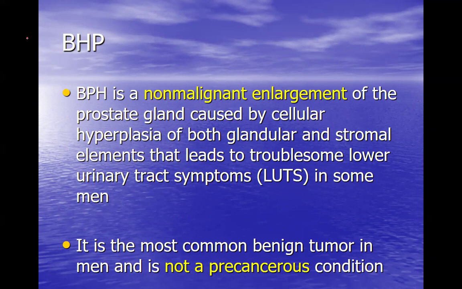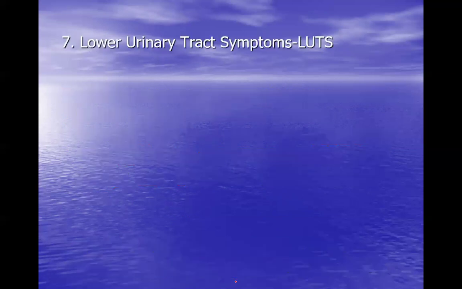Another indication where these drugs are used is benign prostatic hypertrophy. Benign hypertrophy of prostate is a non-malignant enlargement of the prostate gland. It is caused by cellular hyperplasia of glandular as well as stromal elements, and this leads to troublesome lower urinary tract symptoms in men. This is one of the most common benign tumors, and it is not a precancerous condition.